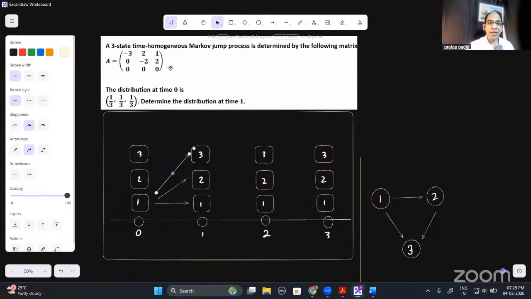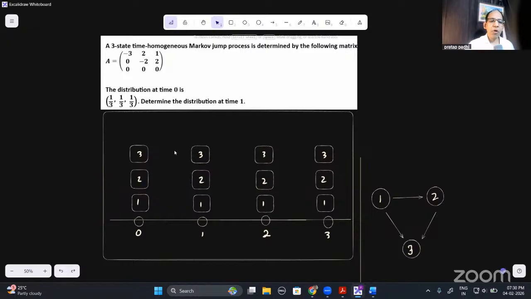Even if they have not said "generator matrix" here, normally you will get it in the question. Even if it's not there, you have to know that we are talking about a continuous time stochastic process and a generator matrix is given. If you remember, I have explained the generator matrix in the last class. If not, you can watch the last video.